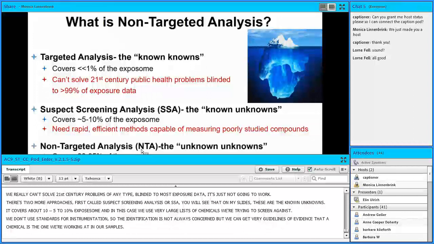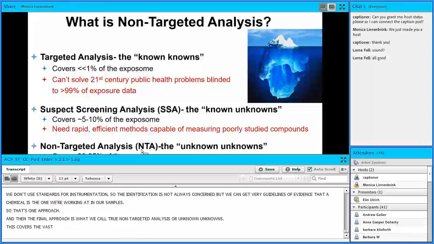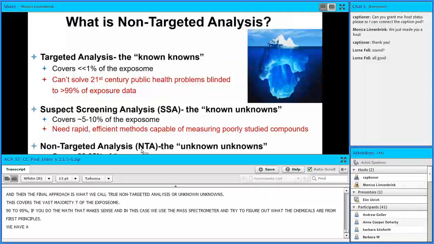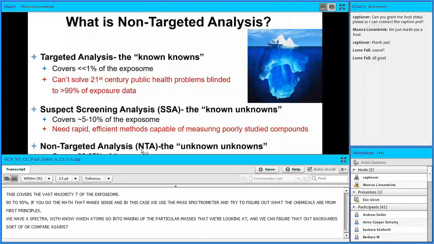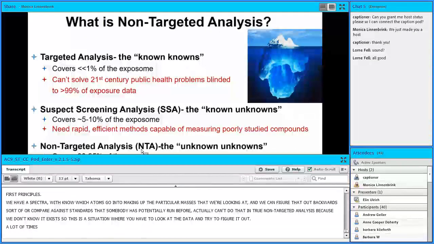So that's one approach. And then the final approach is what we would call true non-targeted analysis, or the unknown unknowns. And this covers the vast majority of the exposome, 90 to 95%. If you start doing some math, that makes sense. And in this case, we actually use the mass spectrometer and try and figure out what the chemicals are from first principles. We have a spectra. We know which atoms go into making up the particular masses that we're looking at. And we can figure that out backwards, sort of, or compare against standards that somebody has potentially run before. Actually, you can't do that in true non-targeted analysis, because we don't know that it exists. So this is one of those situations where you really have to look at the data and try and figure it out. A lot of times when we talk about non-targeted analysis, we're talking about anything that is not targeted. So that covers both suspect screening and non-targeted analysis, or true NTA.